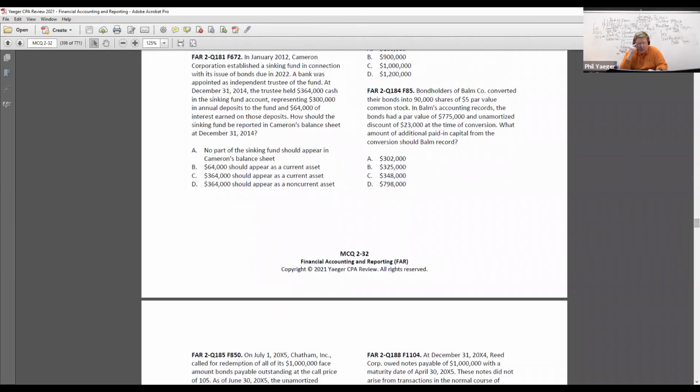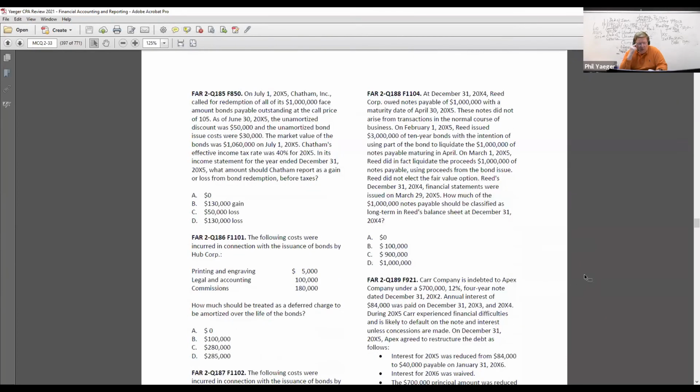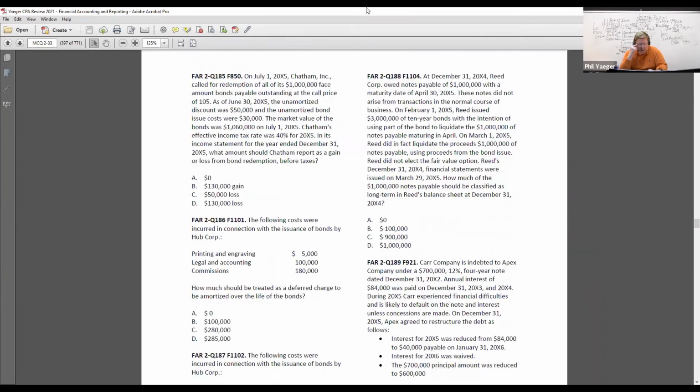Now let's look at question number 186. The following costs were incurred in connection with the issuance of bonds by Hub Corporation. They had printing and engraving, 5,000, legal and accounting, 100,000, and commissions that they had to pay to underwriters. How much should be treated as a deferred charge to be amortized over the life of the bonds? What do you say? What's the answer?